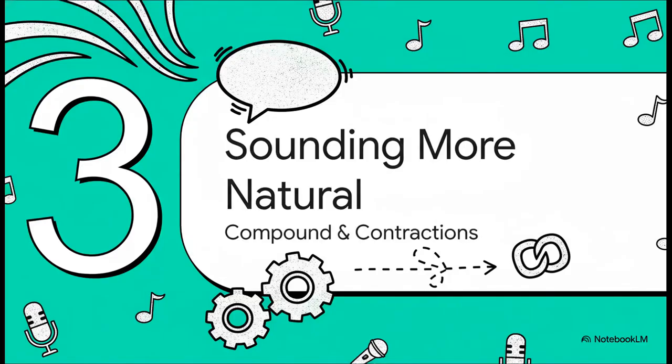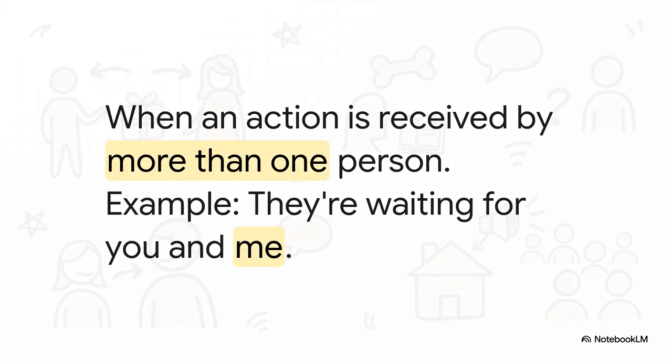Awesome. You've already got the main rules. Now let's go over just a couple of quick tips that are really going to help you sound more like a native speaker. So what if the action is from more than one person? Look here. They're waiting for you and me. Now, a mistake a lot of people make is saying you and I. But just think back to our rule. What comes after a preposition like for? An object pronoun. That's why it's always you and me here.